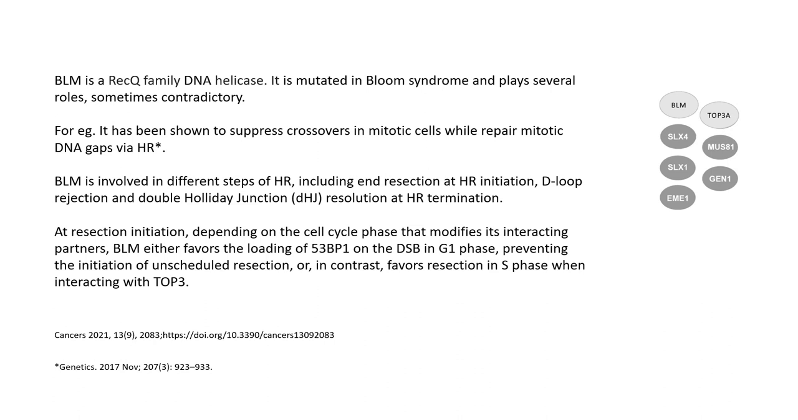It is mutated in Bloom syndrome and plays several roles, sometimes contradictory. For example, it has been shown to suppress crossovers in mitotic cells while repairing mitotic DNA gaps via homologous recombination. BLM is involved in different steps of homologous recombination, including end resection at HR initiation, D loop rejection and double Holliday junction resolution at the HR termination. At resection initiation, depending on the cell cycle phase that modifies its interacting partners, BLM favors the loading of 53BP1 on the DSB in G1 phase, preventing the initiation of unscheduled resection, or in contrast favors resection in S phase when interacting with TOP3.